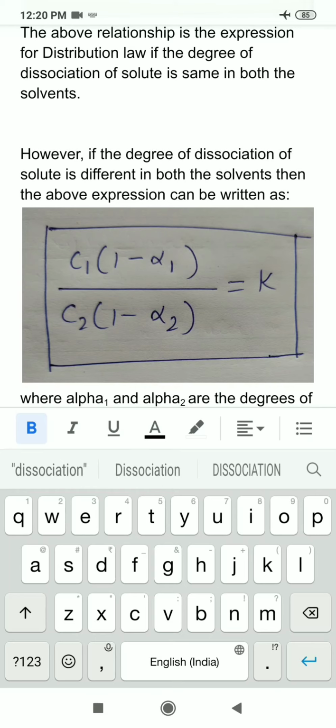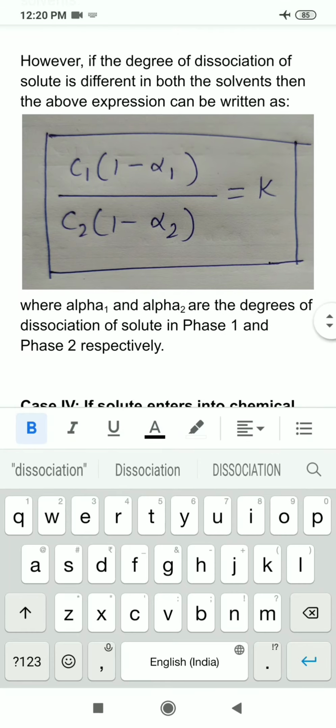So please note here that for the degree of dissociation of solute in phase 1 I have written alpha 1, so alpha 1 is the degree of dissociation of solute in phase 1, and the degree of dissociation of solute in phase 2 is alpha 2. So the expression for distribution law will be equal to C1 into 1 minus alpha 1 upon C2 into 1 minus alpha 2 is equal to K. So this is the expression for distribution law if solute undergoes dissociation in both the solvents.